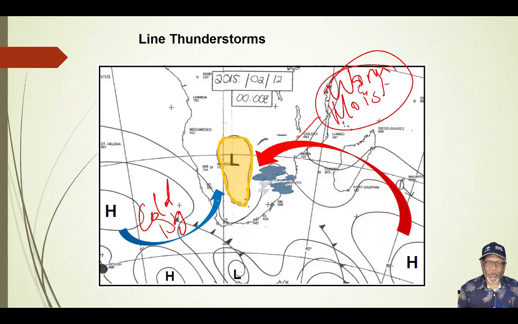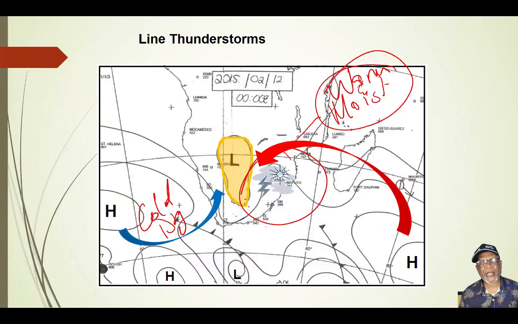Now, this one is colder and drier, and it is going to undercut this warm air, and this warm air is going to rise rapidly. And as it rises rapidly, condensation is going to take place, and we're going to have what you see here, line thunderstorm. And the impacts of line thunderstorm are the same as the impacts of tropical cyclone on the natural environment. They are also the same as the impacts of the mid-latitude cyclone.